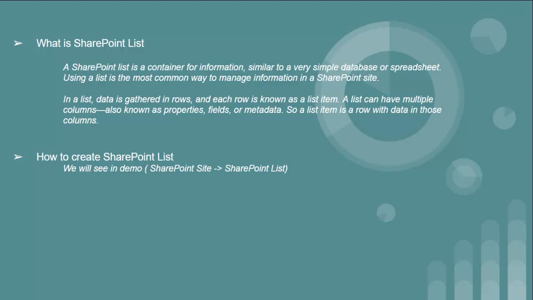In a SharePoint list, data is gathered in rows and each row is known as a list item. A list can have multiple columns, also known as properties, fields, or metadata. So a list item is a row with data in those columns. So SharePoint list is a container in the form of rows and columns. Rows is your data, and columns, you can call it properties, fields, or metadata.